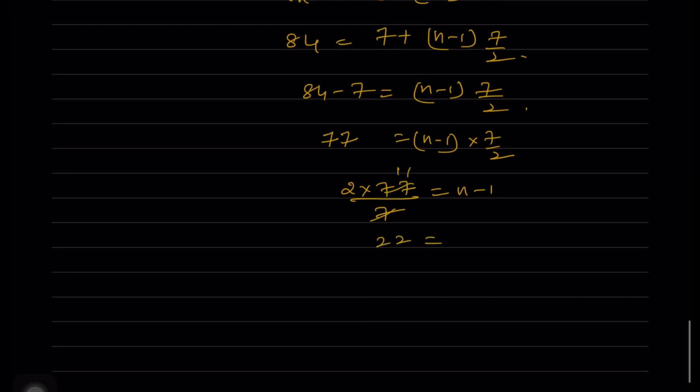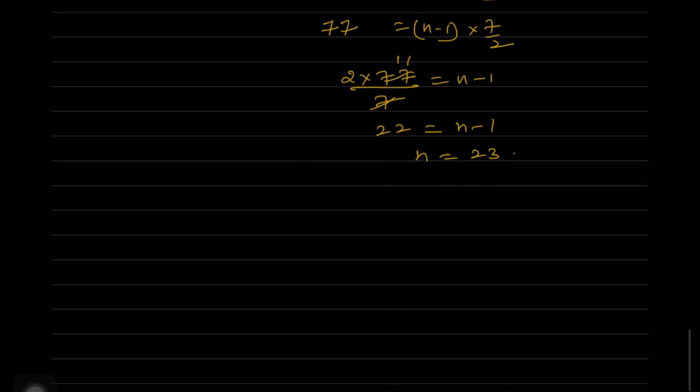Here we have 84 minus 7 is equal to 77, which is equal to (n minus 1) into 7/2. So bringing this 7/2 to the other side, you get 2/7, so 22 is equal to n minus 1. So you get n is equal to 23.